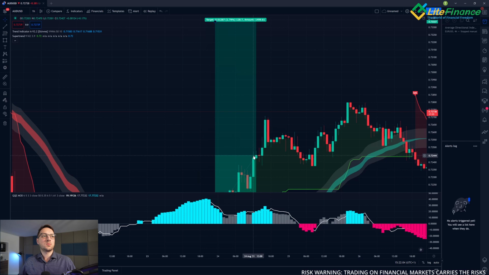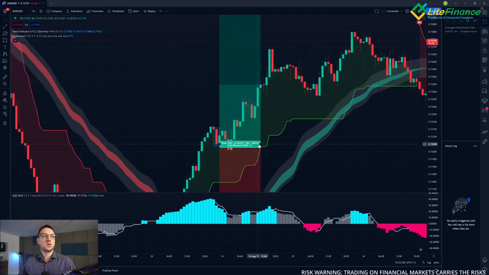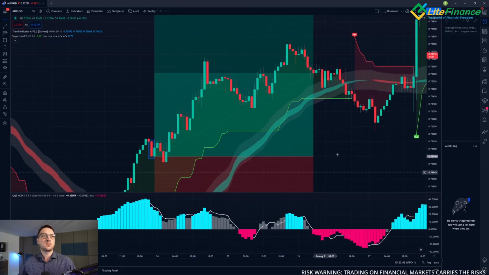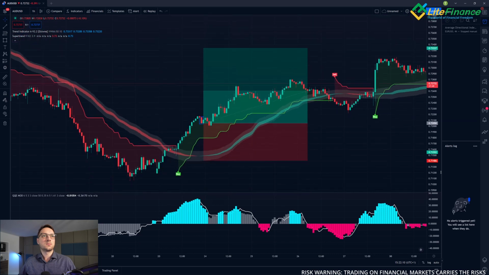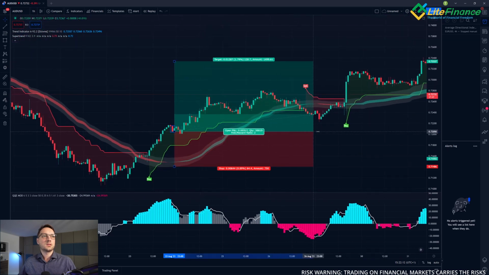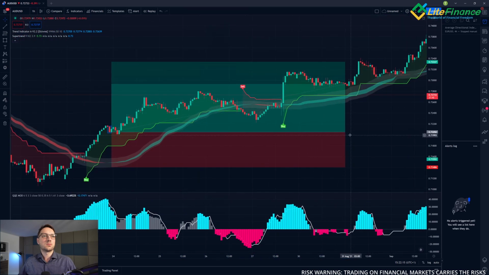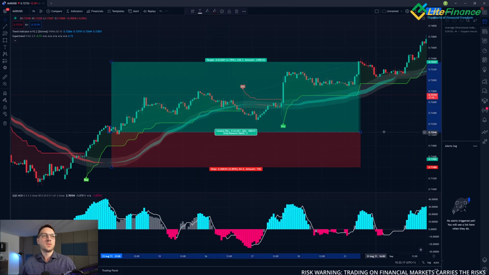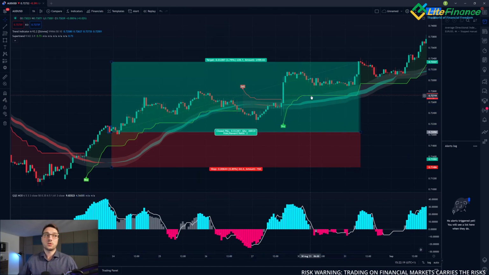Okay, it doesn't need to be so accurate to the micro pip. So let's zoom out a little bit and let's stretch our trade. And this example was profitable. So you can see the risk reward ratio is 2 to 1. Therefore, we are risking twice less than potentially we can earn.